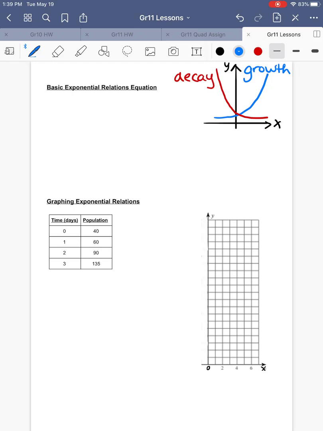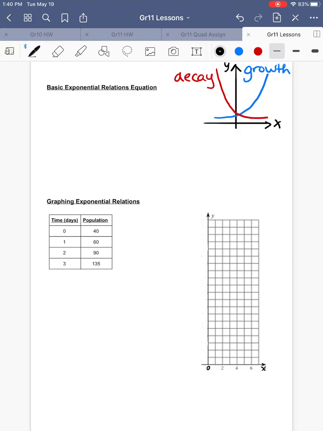Let's take a look at the basic exponential relations equation, and we're going to then start relating that to a table of values and to a graph. So we have on the right here just a basic graph showing exponential growth, the blue one going up towards the right, so increasing, and then showing exponential decay, so going down towards the right in red. And let's keep that in mind as we are looking at our basic equation.